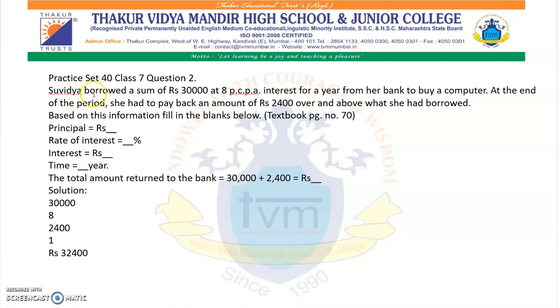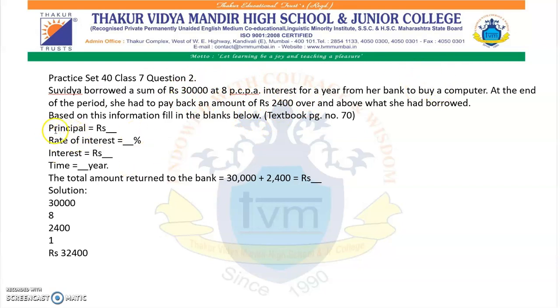Now some practice questions are given. Suvidha borrowed a sum of 30,000 rupees at 8% per annum interest for a year from her bank to buy a computer. At the end of the period, she had to pay back an amount of rupees 2,400 over and above what she had borrowed. Based on the information, fill in the blanks below. This is the textbook question. You have to fill in the blanks. It means you have to read this question and find out which is the principal, which is the rate, which is the interest, and which is the time.